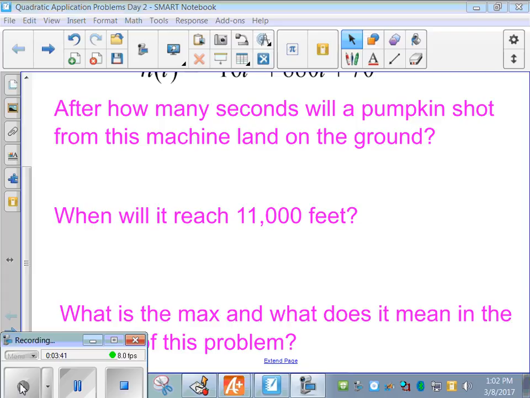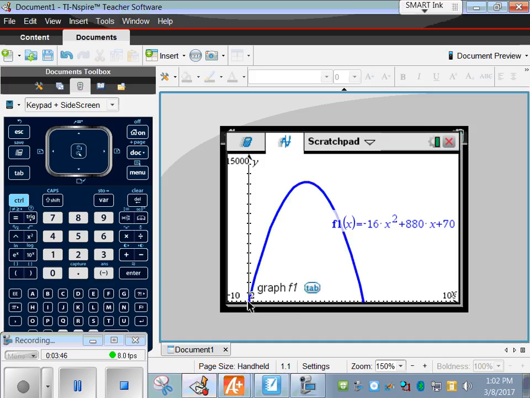How many seconds will a pumpkin shot from this machine land on the ground? What is this graph telling us? Well, the pumpkin starts over here in the cannon, and then it travels up higher and higher, so the y-axis is the height, and as time goes on, it goes further and further down, and then it smashes into the ground. So the x-axis is time, and the y-axis is height. So this is how high it's going in time. When does it hit the ground? Which coordinate point are we talking about for when the pumpkin hits the ground? The x-intercept, the second one, right? Because it starts over here.